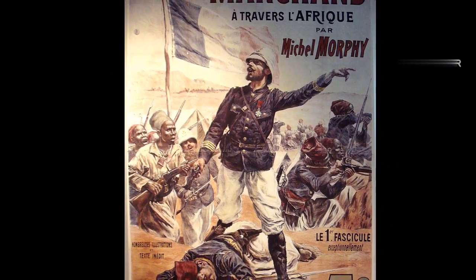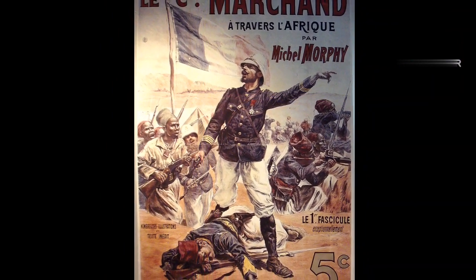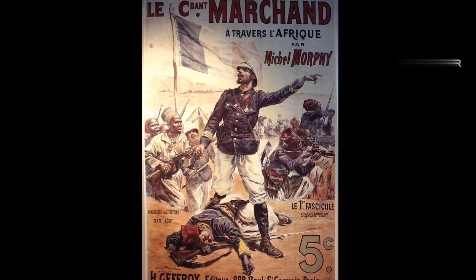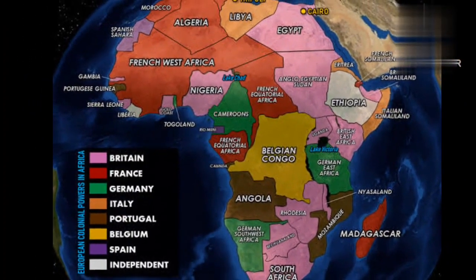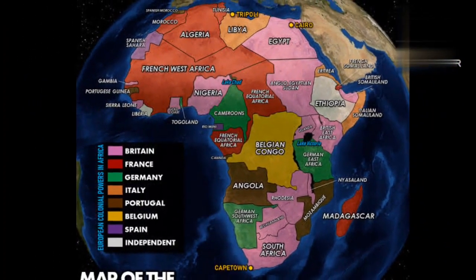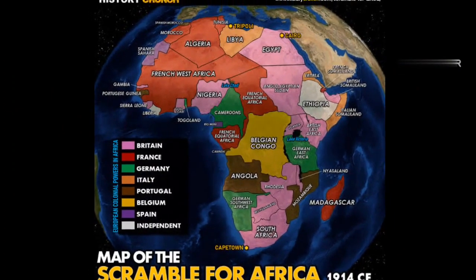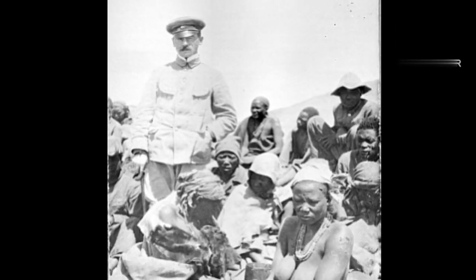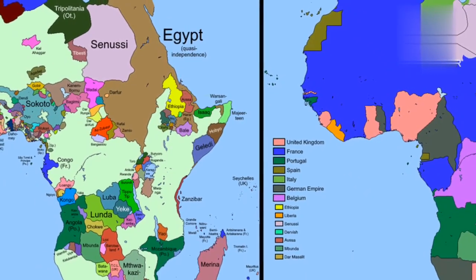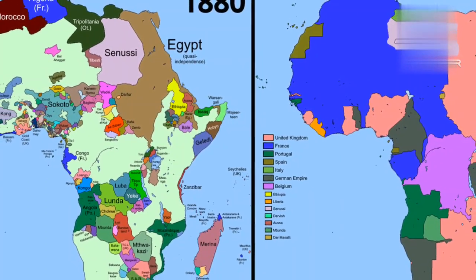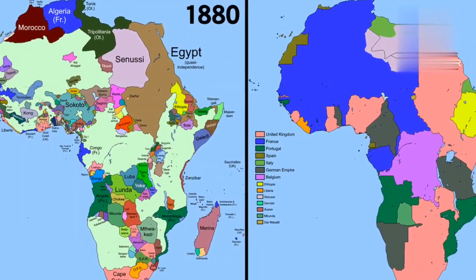Another factor in the end of the scramble for Africa was the emergence of African resistance to European colonization. Many African societies and states resisted European incursions into their territories, often through armed resistance. These movements were often led by charismatic leaders, such as Samori Toure in West Africa and Menelik II in Ethiopia. These resistance movements made it more difficult for European powers to establish and maintain control over African territories, and ultimately contributed to the end of the scramble.